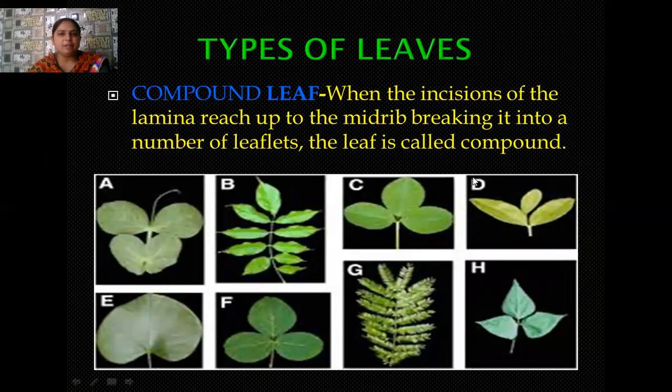Okay students, types of leaves. We have a second type of leaf, that is compound leaf. So what is a compound leaf? When the incisions of the lamina reach up to the midrib, breaking it into a number of leaflets, then this type of leaf is known as compound. Here the incisions of the lamina all touch the midrib, and by touching the midrib the lamina changes into so many leaflets. So this is an example of compound leaves. Compound leaves are generally visible in case of the neem tree.